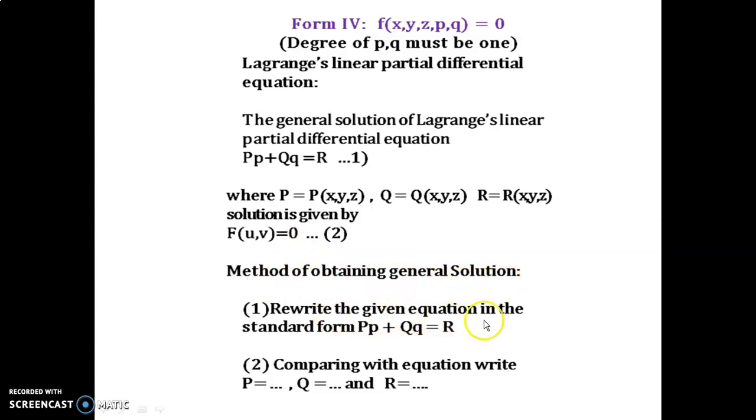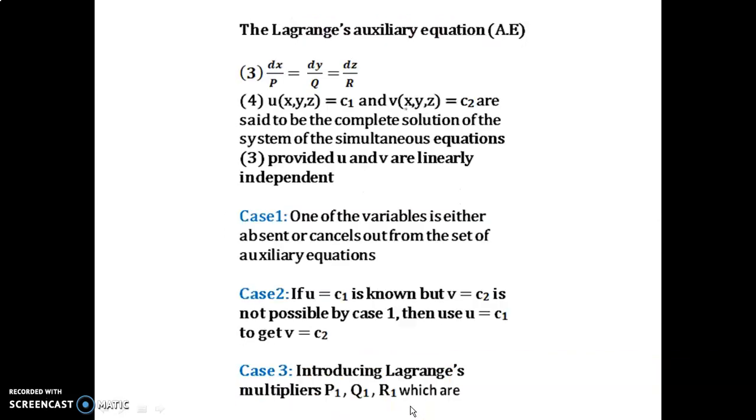First, rewrite the given equation in the standard form Pp plus Qq equal to R. Second, comparing with the equation, write capital P equal to, capital Q equal to and capital R equal to. The Lagrange's auxiliary equation is dx upon P, dy upon Q, dz upon R. U of x, y, z equal to C1 and V of x, y, z equal to C2 are said to be the complete solution of the system of the simultaneous equations 3 provided U and V are linearly independent.